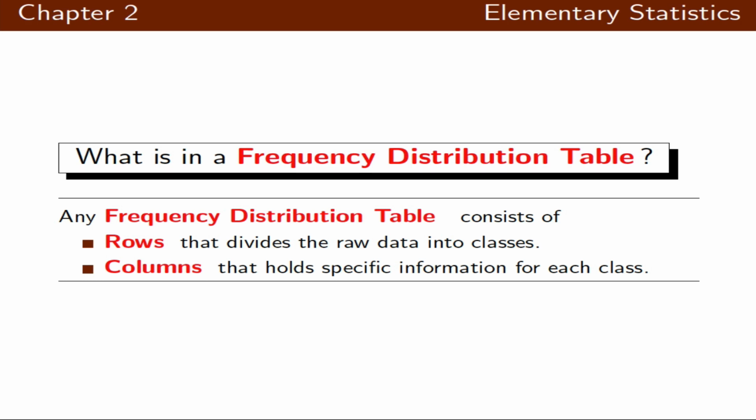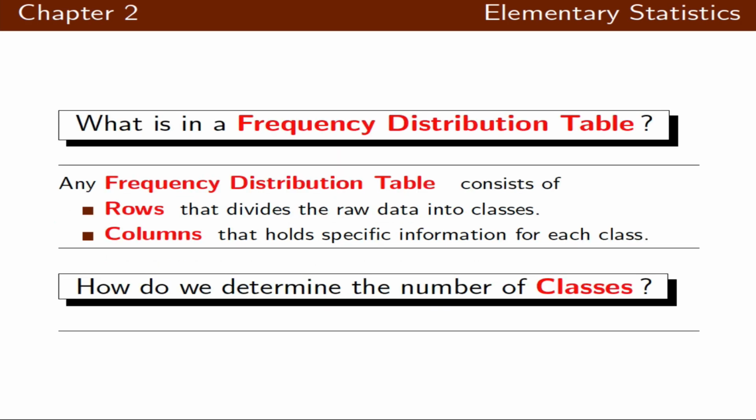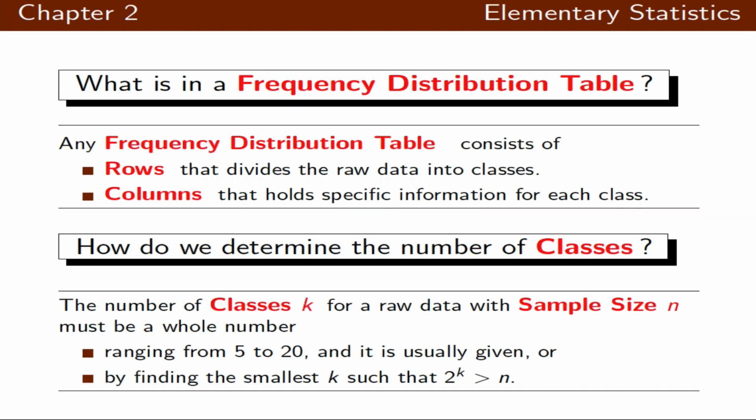The distribution table consists of rows that divide the raw data into classes and columns that hold specific information for each class. The question is, how do we determine the number of classes? The number of classes first must be a whole number, and it depends on the sample size of the raw data. It usually ranges from 5 to 20.